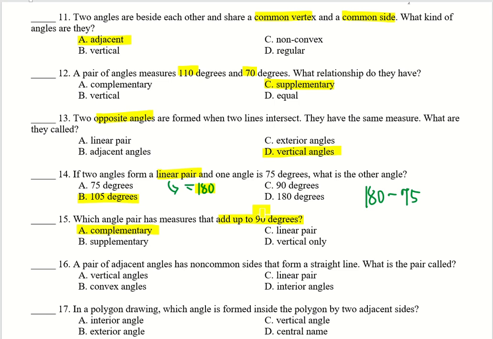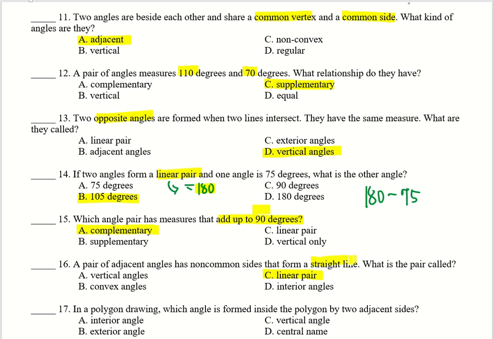Number 16, a pair of adjacent angles has non-common sides that form a straight angle. What is the pair called? That is a linear pair.